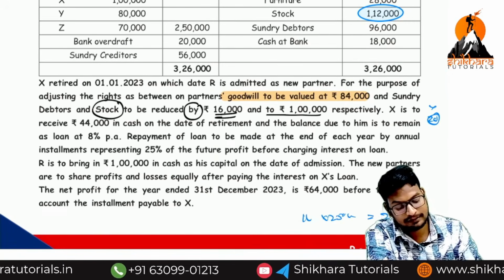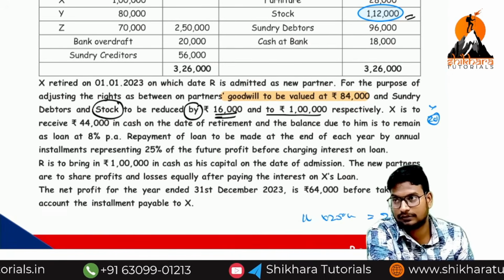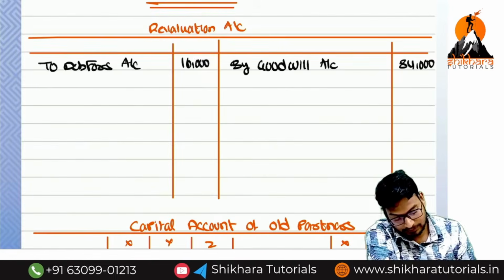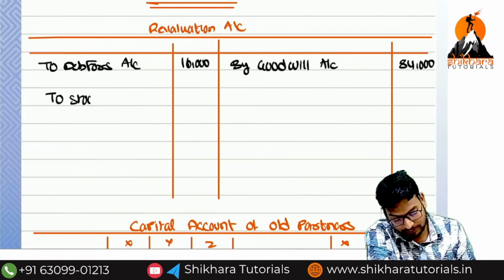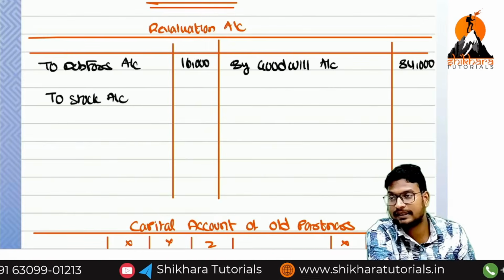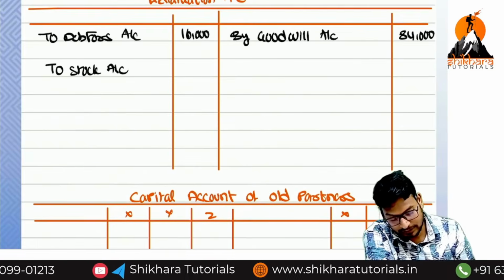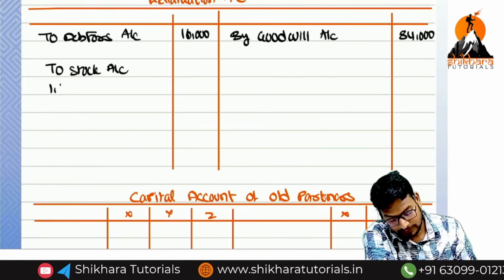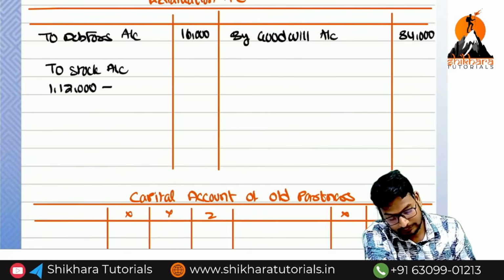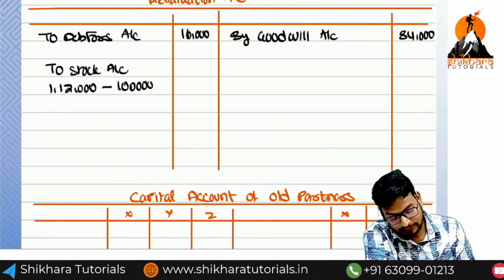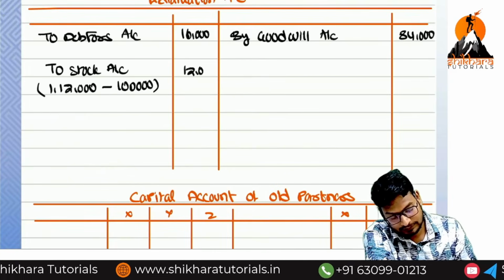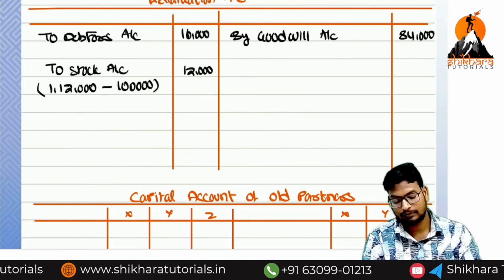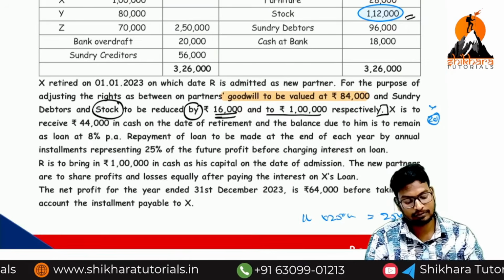What is the existing balance of the stock, Amma? 1,12,000. So 1,12,000 minus 1 lakh. So two stock by stock, Amma. Two stock because stock value decreases. So revaluation account debited to stock account. How much, Amma? 1,12,000 minus 1 lakh. That is equal to how much, Amma? 12,000. Okay, guys. Is there anything related to revaluation account? No. Up to there itself, our information is about the revaluation.